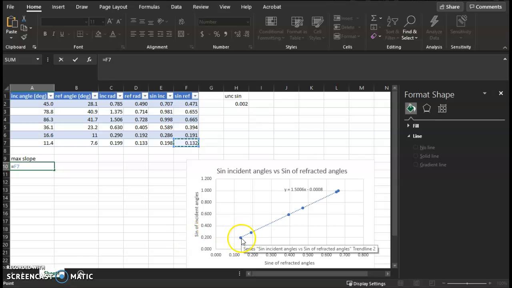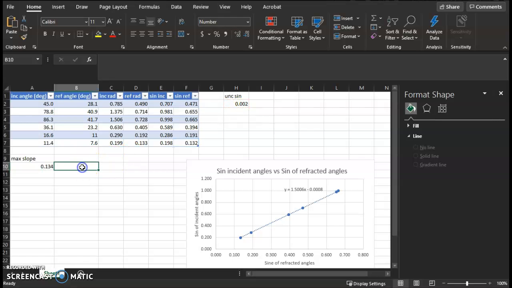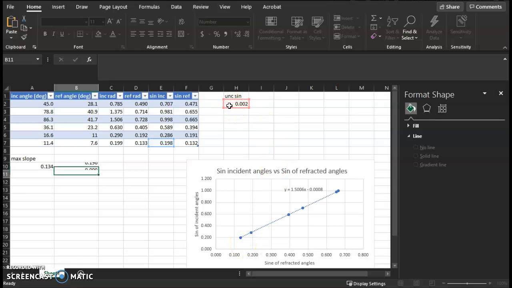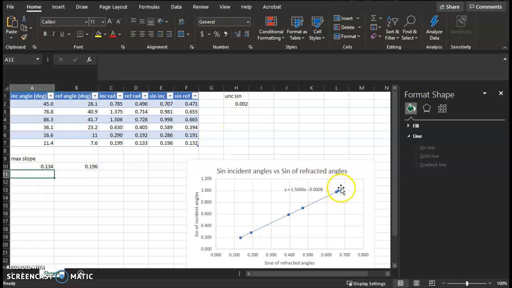To shift this to the right, like I want to do, I will add the uncertainty, the range of the uncertainty here. And the corresponding y value is equal to this. That's the corresponding y, sine of the incident angle. And I'm going to shift it down to make it more extreme, so I will subtract the uncertainty. Now I look at the other end of the data set.